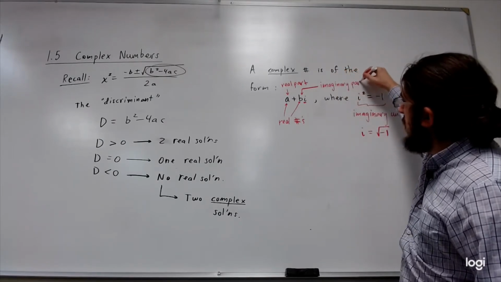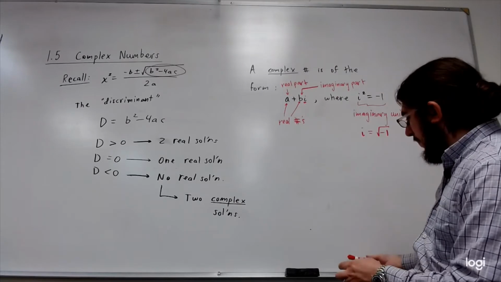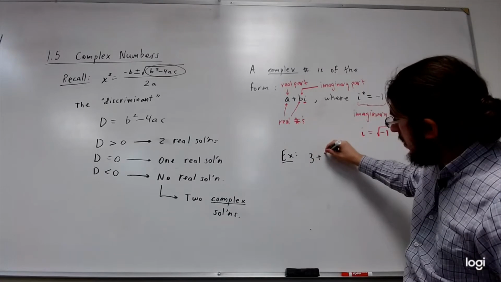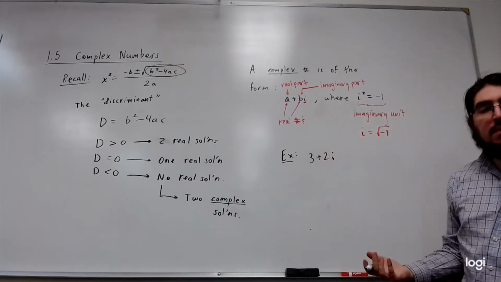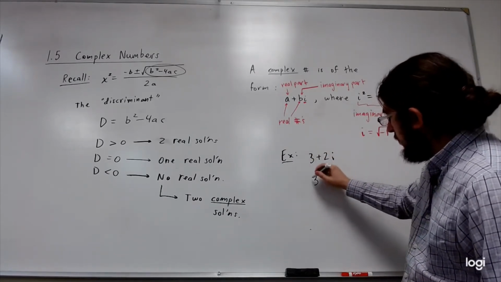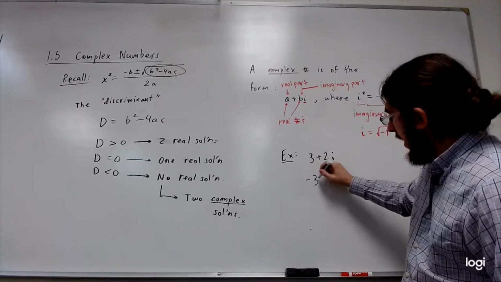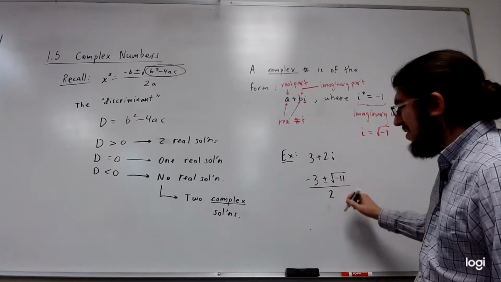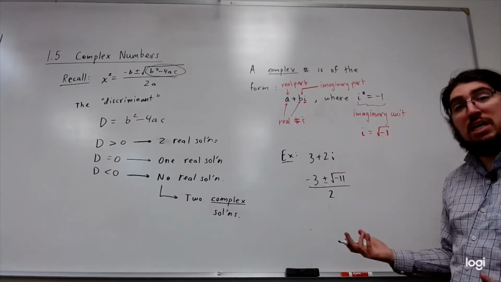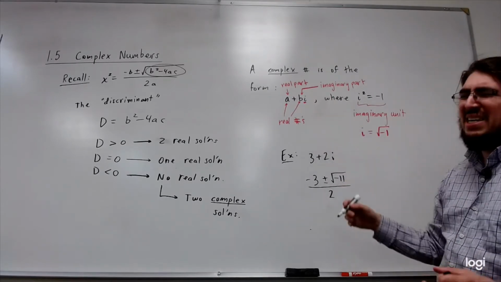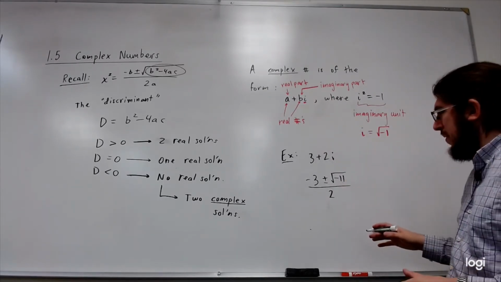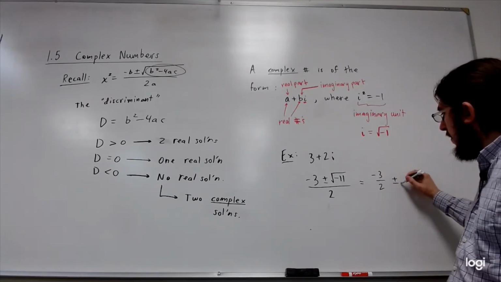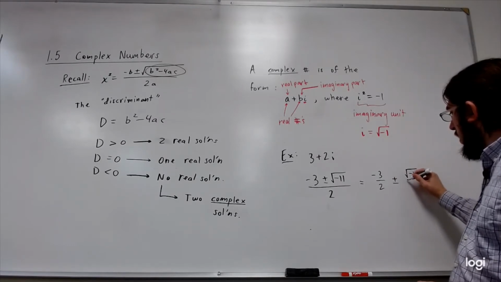Okay? Now just as a quick example, let's consider the following complex numbers. 3 plus 2i, that's a good example of a complex number. I guess -3 plus or minus radical -11 all over 2 is one we saw last time. That's actually a complex number. Is it of this form? Kind of. We'll see that in a little bit. But let me just say this for now. We can split this up as to write it like this.